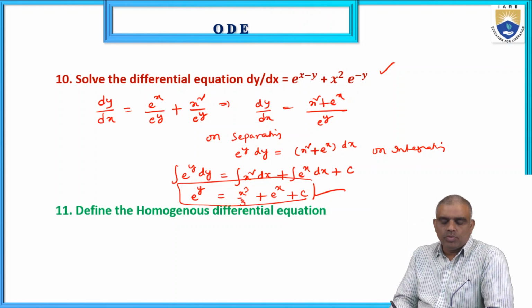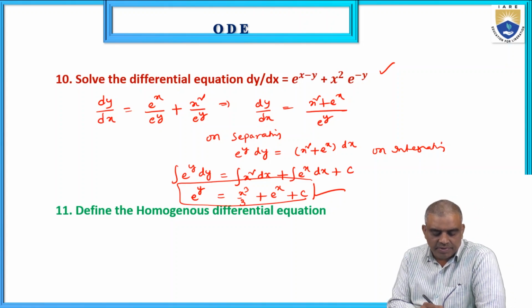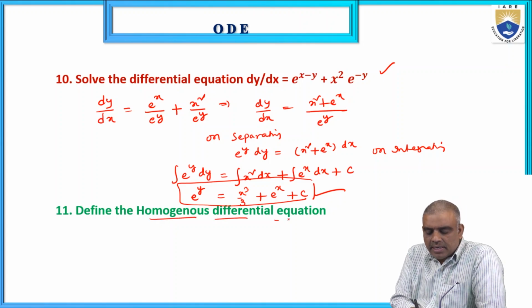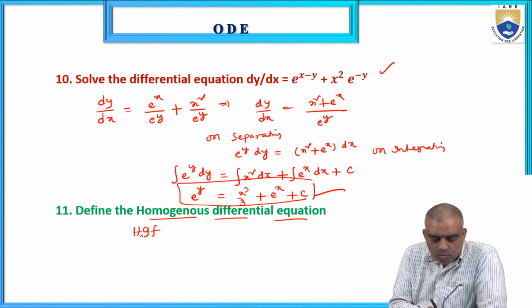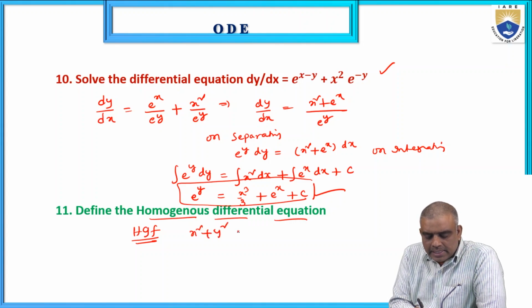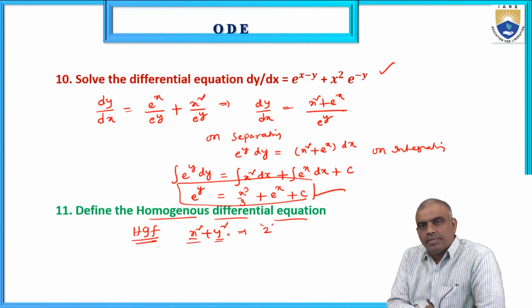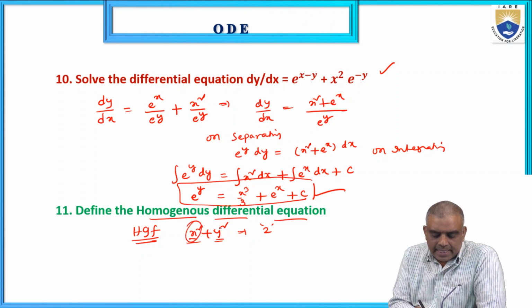So next, coming to the 11th question, 11th definition: define the homogeneous differential equation. When do we say that an equation is a homogeneous differential equation? Before going to the homogeneous differential equation, I have to define a homogeneous function. Suppose I take x square plus y square, it is a homogeneous function of degree 2, because all the terms in the equation have the same degree 2. So it is a homogeneous function of degree 2.